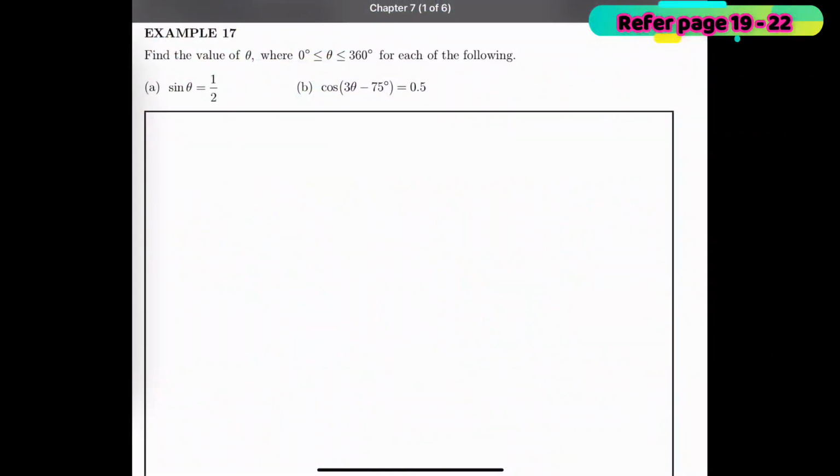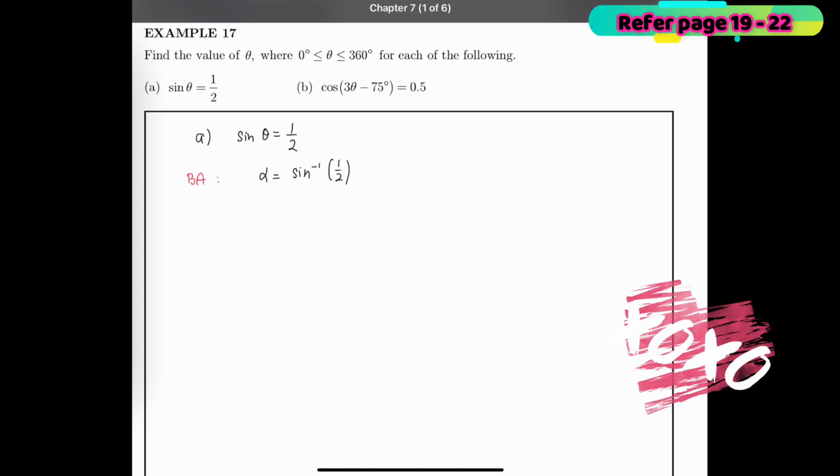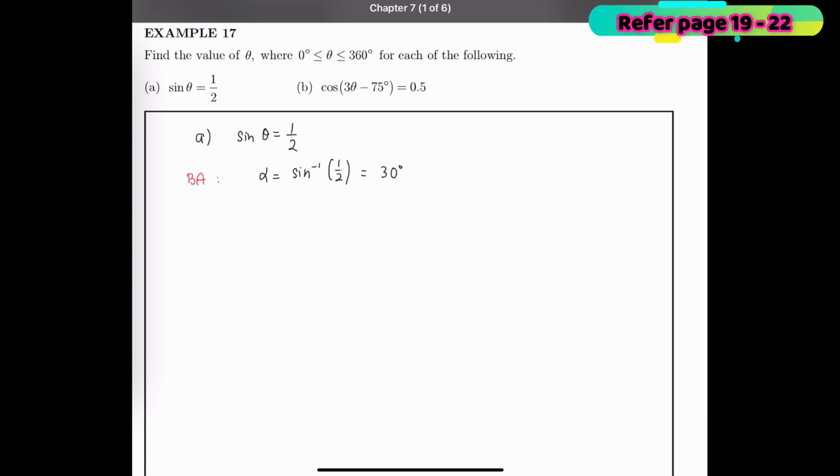Example 17. Find the values of theta where theta is from 0 to 360 for sin theta equals a half. Alright, so let's start. The first step is to find the basic angle. Alpha is basically arc sine of 1 over 2, and the answer is 30. The second step is Q, to find which quadrant, and sine is positive, so it's in quadrant 1 and 2.